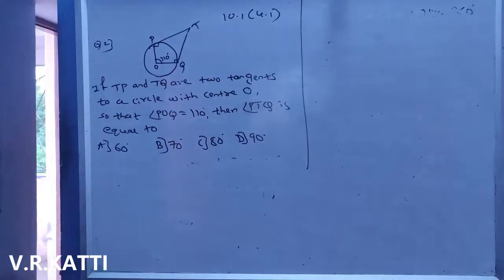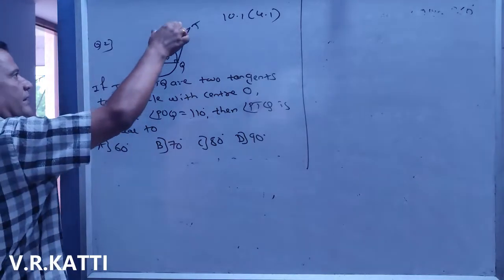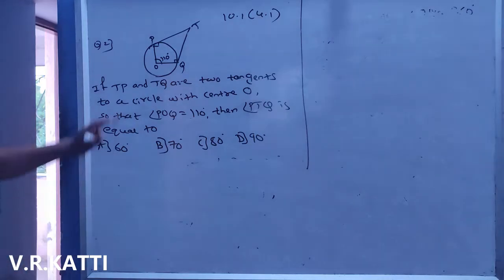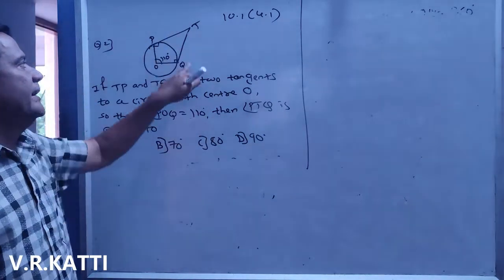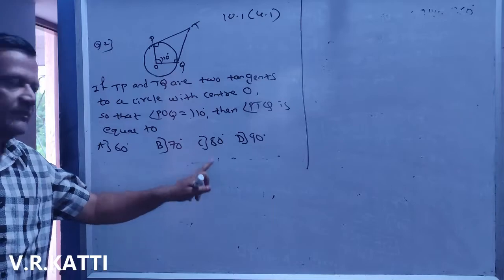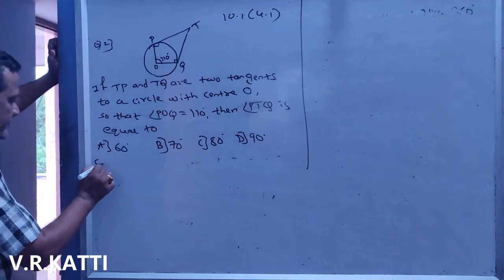Now, second problem. The figure is given, students. And the question is: TP and TQ are tangents to a circle with center O. Angle POQ is 110 degrees. And angle PTQ is equal to? Options are 60, 70, 80, 90. You have to choose the correct option. Solution.